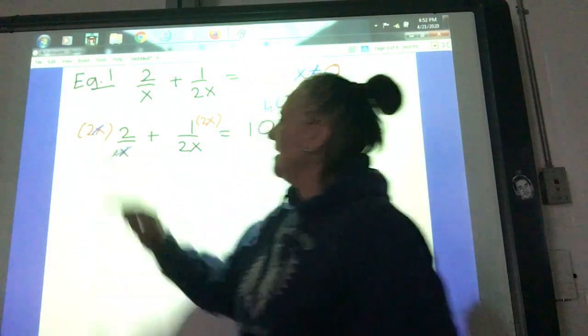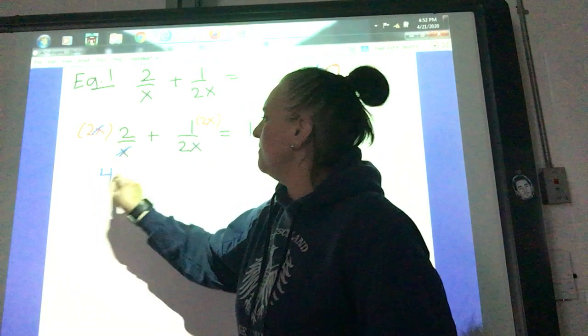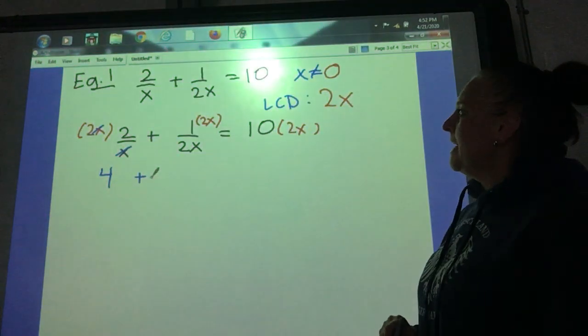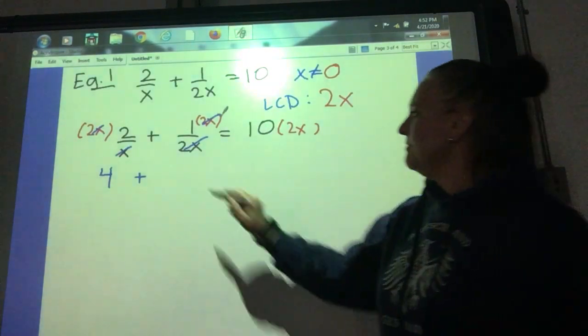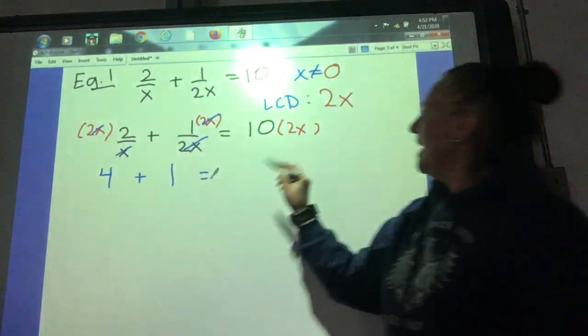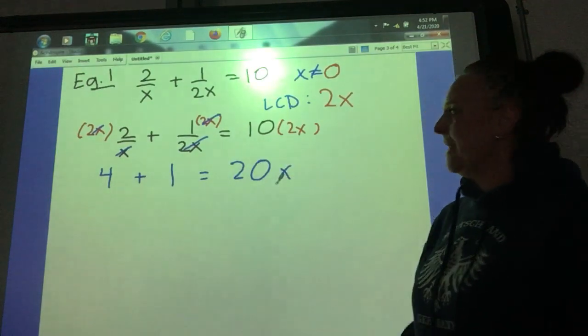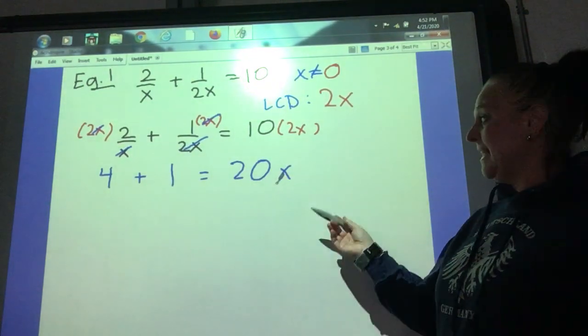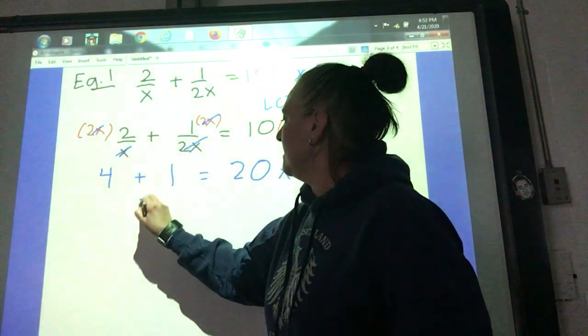These x's cancel each other out, so then we're just left with a 2 times 2, which is a 4 on top. This step, we have a 2x, they both cancel each other out, so we are just left with 1. Now on the right hand side, 10 times 2x is 20x. Okay, now we're ready to solve, and this is an easy solving one. There's not even a quadratic equation here, so this is really easy.